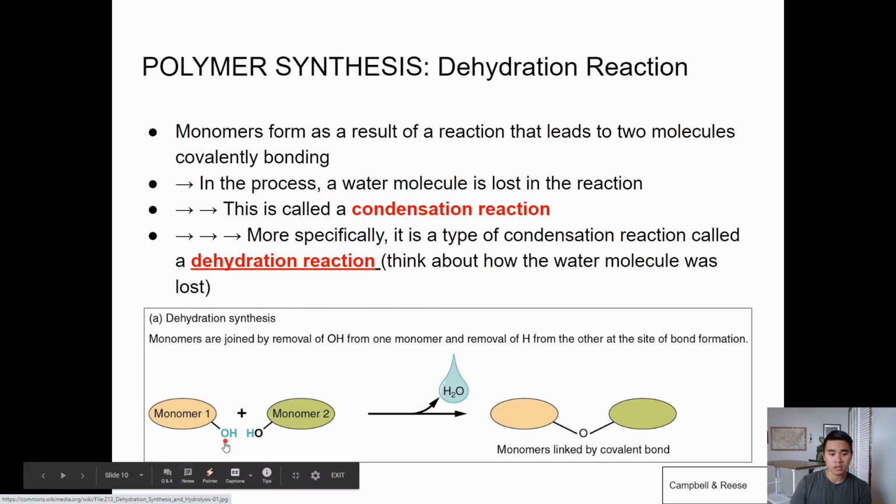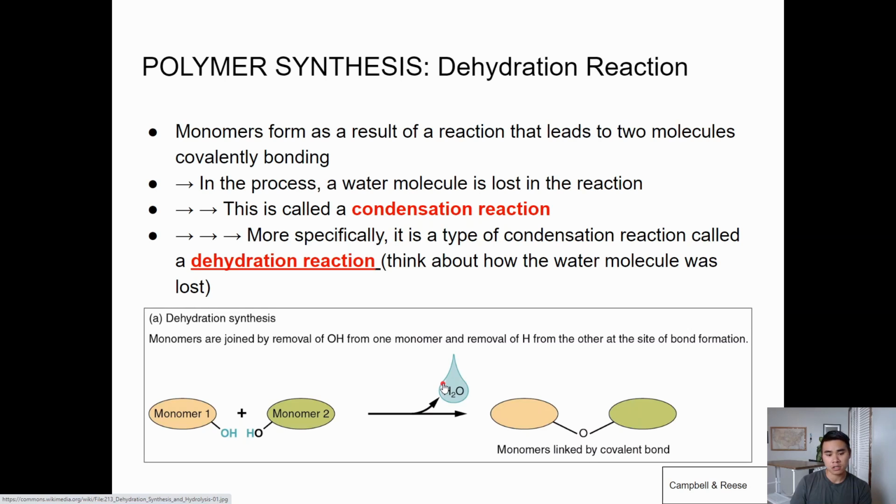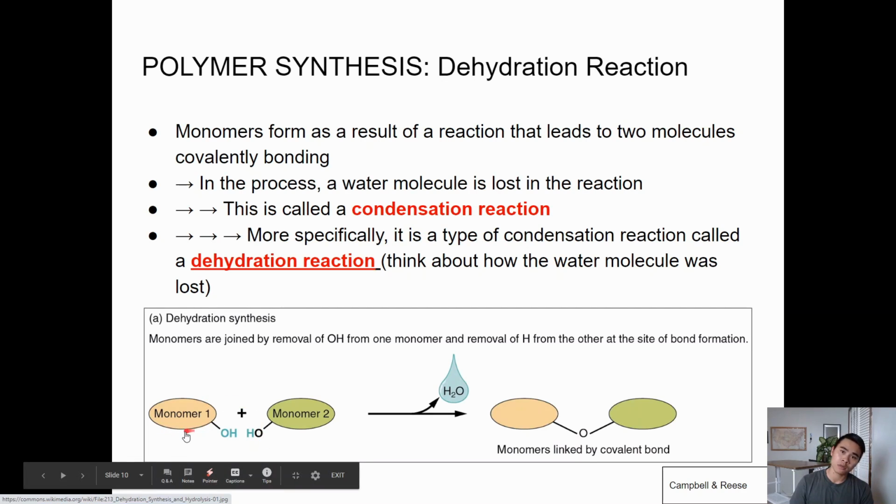Now you have 1 oxygen and 2 hydrogens. That forms H2O. So you're removing H2O from the reaction. And as a result, now you have an oxygen that is in need of 1 bond. And there's a monomer that now also needs a bond. So that oxygen right there can covalently link together the 2 monomers. So now the monomers are linked by a covalent bond. That is a dehydration reaction.